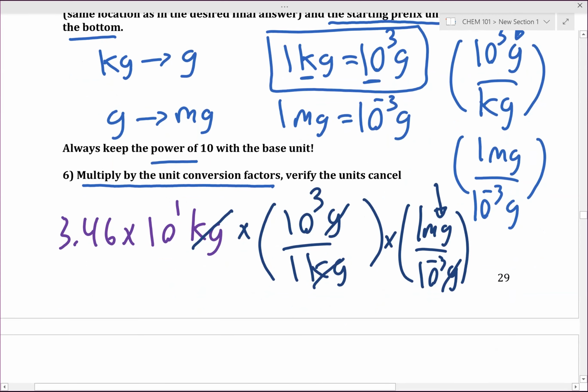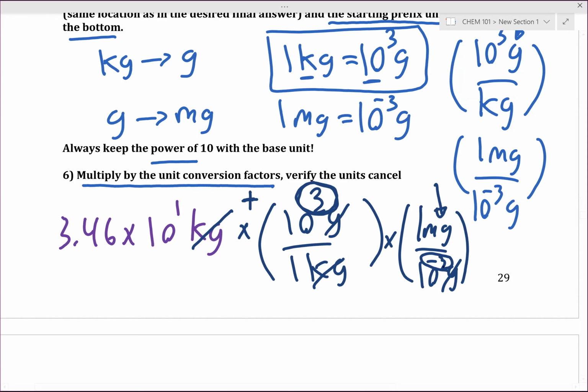Now, we can process these powers of 10 in 2 ways, but we can just do this by hand, by adding up our exponents. So in general, if you have a positive power of 10, you're going to add your powers of 10 together. If you have a negative power of 10, you're going to subtract.